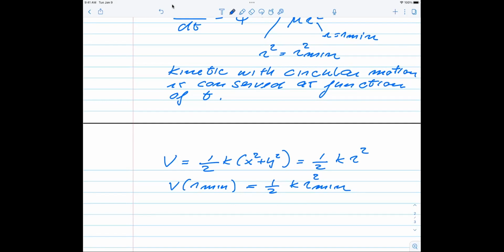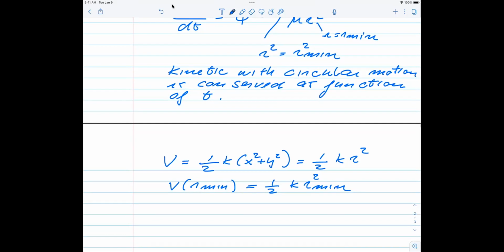But when we add kinetic energy and potential energy, then the total energy will be conserved. So circular motion is one of these exceptional cases where kinetic energy is conserved by itself and potential energy is conserved. And this is not limited to the harmonic oscillator. So when you take the gravitational potential, the kinetic energy is going to be the same.